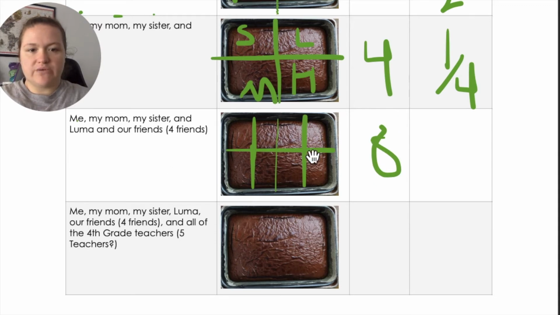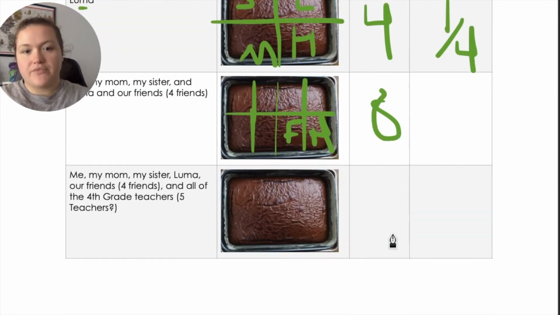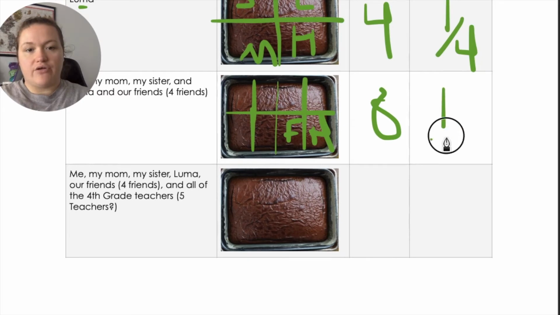Okay. Now how many pieces do I get? Well, now my friend, F for friend, gets 1, and I get 1. So my piece has gotten even smaller. Now I have 1 out of 8 pieces. So I have 1/8 of this brownie.